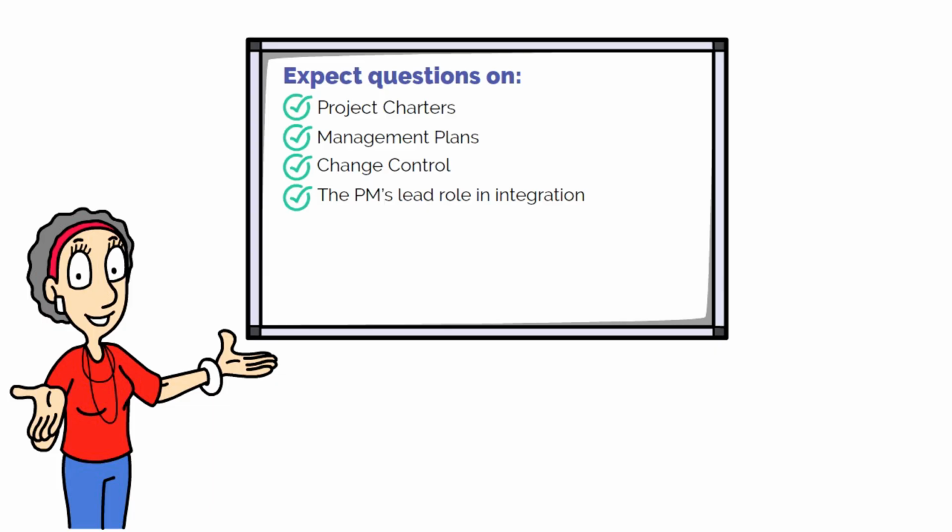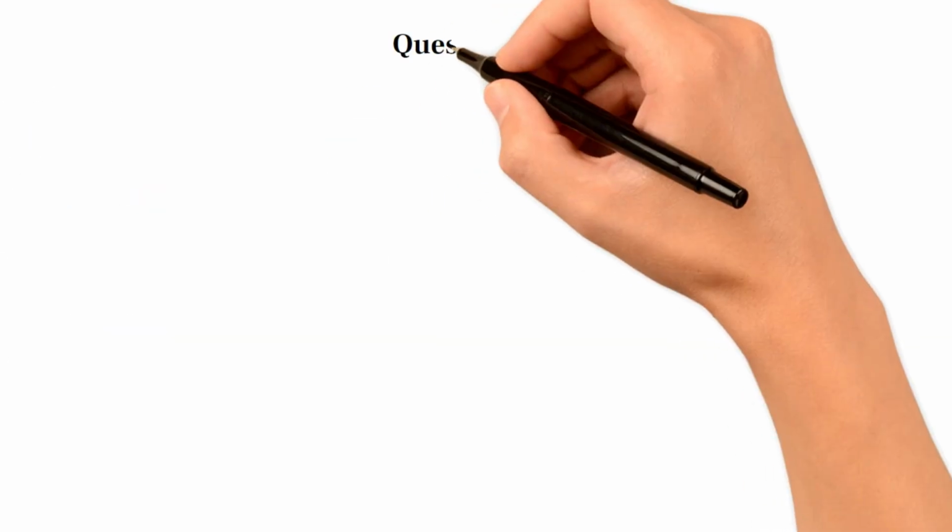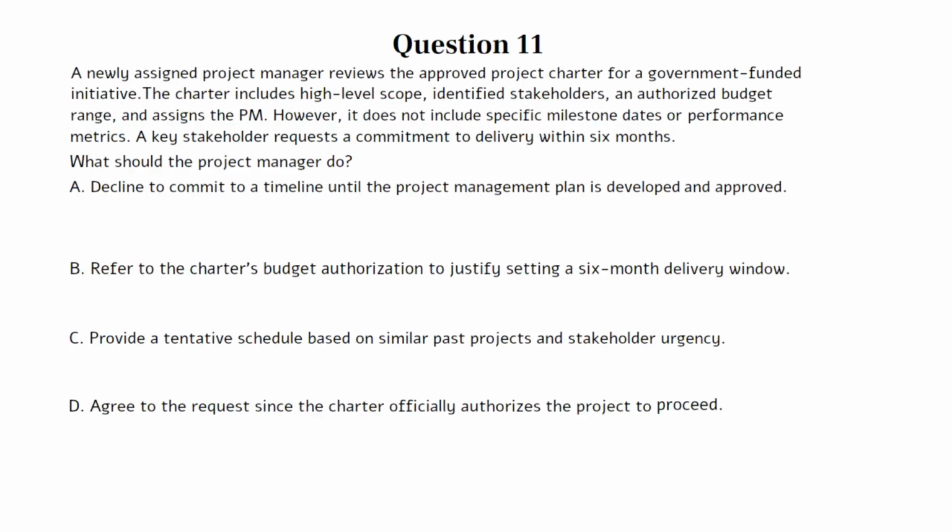Let's jump into the first question in this topic. Question 11. A newly assigned project manager reviews the approved project charter for a government-funded initiative. The charter includes high-level scope, identified stakeholders, an authorized budget range, and assigns the PM. However, it does not include specific milestone dates or performance metrics. A key stakeholder requests a commitment to delivery within 6 months. What should the project manager do?